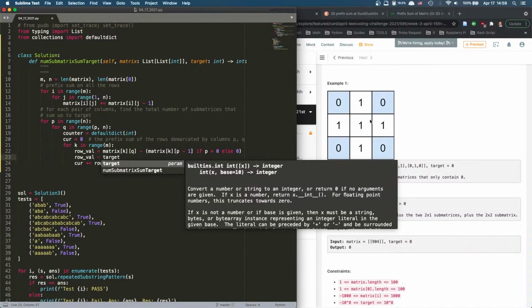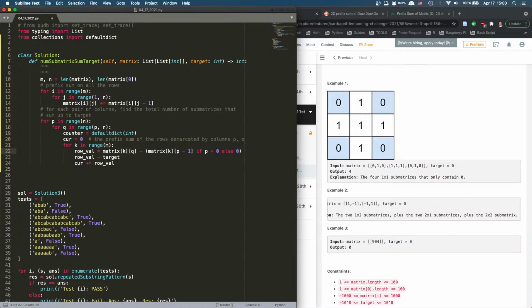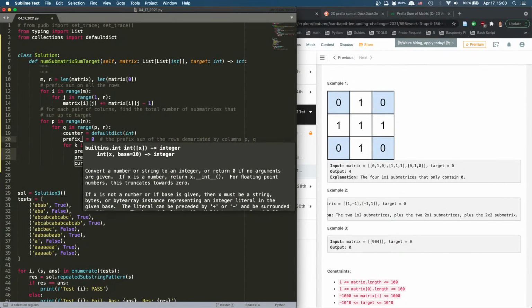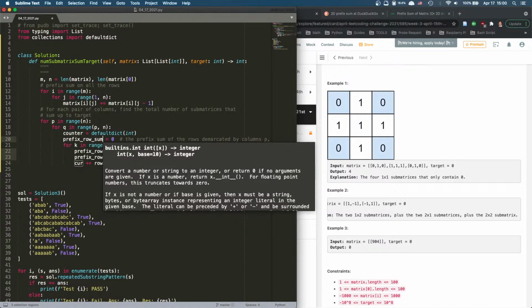The cumulative sum minus the target. If it exists previously, that means the cumulative sum here minus the cumulative sum before, in the middle. So no, this is not right. This has to be current plus equal to this, right? So that's the current. And then the current, which is the cumulative, let's not call it current. Let's call it what it actually is, prefix row sum, right?